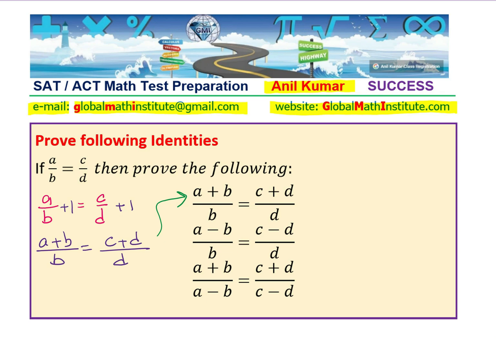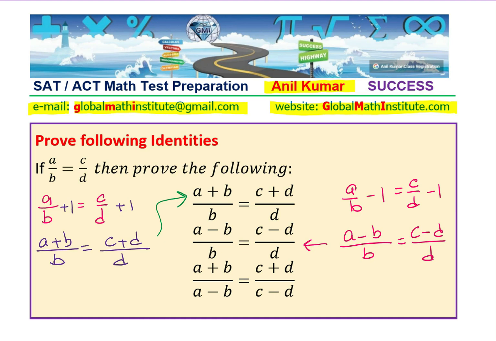Now, think about subtracting 1. So if I do A over B minus 1, that should also be equal to C over D minus 1. And that gives you A minus B over B equals C minus D over D, right? So we have shown the second one. How simple it is, correct? This is known as componendo and dividendo.